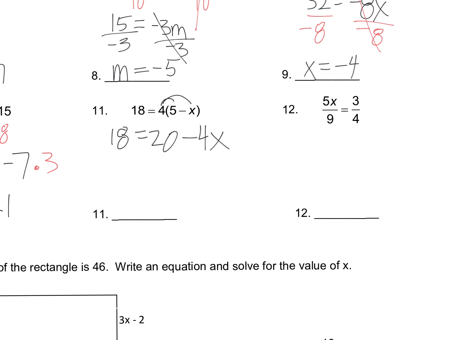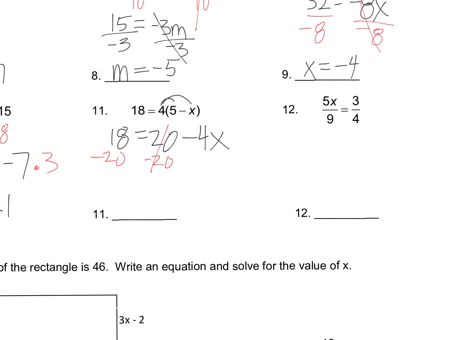So when I distribute that 4, I have to multiply it by both terms. 4 times 5 gives us the 20, and then 4 times negative x gives us negative 4x. Now I want to get rid of whatever's furthest away from the x on the right-hand side, which is the negative 20. So I'm going to cancel that out.